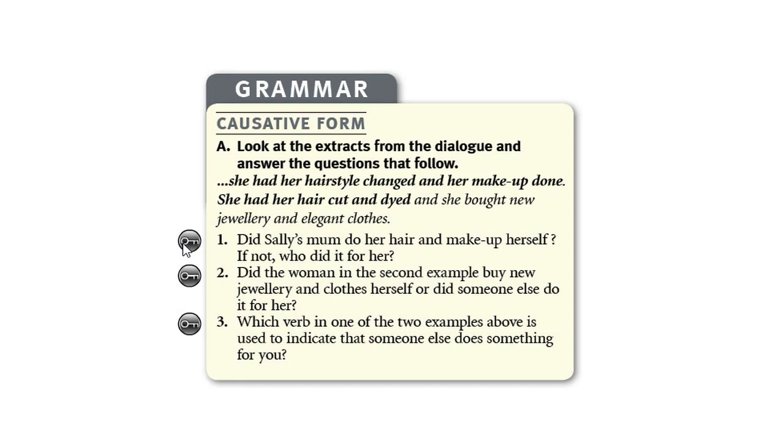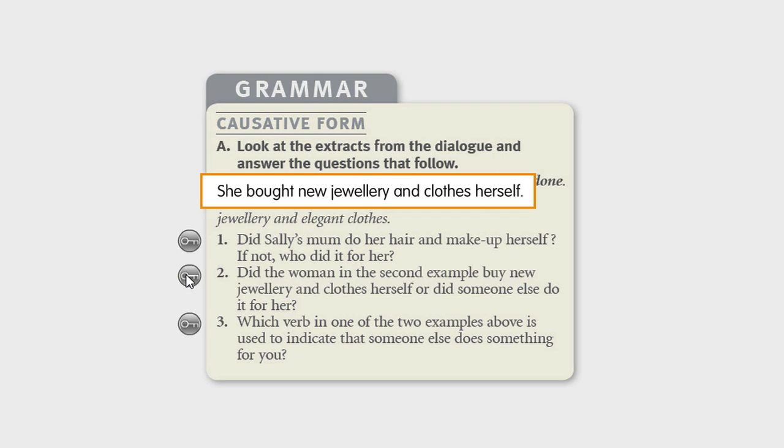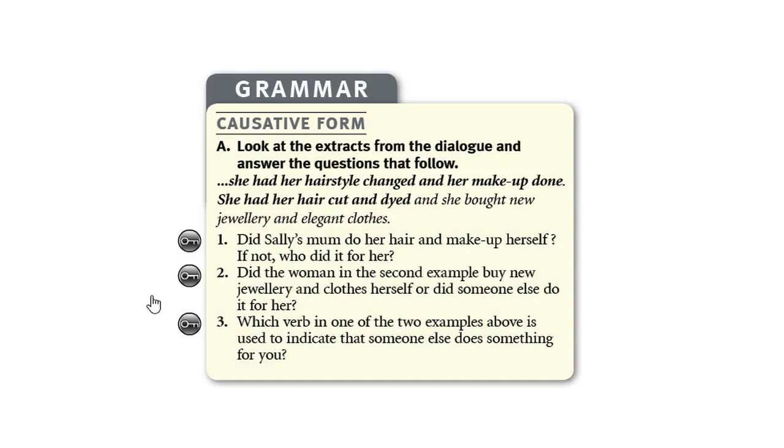الآن هذه الجملة أن هنالك من قام بتصفيف الشعر لها. Did the woman in the second example buy new jewelry and clothes herself, or did someone else do it for her? هل قامت بشراء المجوهرات أو غيرها من قام بالشراء؟ She bought new jewelry and clothes herself. هي من قامت بالشراء في الجملة التالية. Number 3. Which verb in one of the two examples above is used to indicate that someone else does something for you?